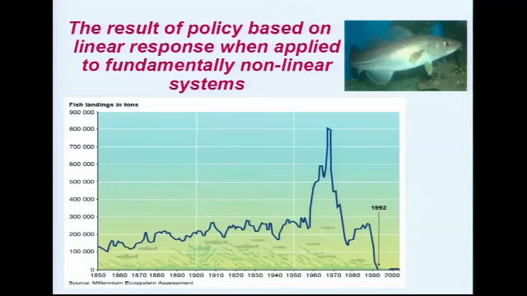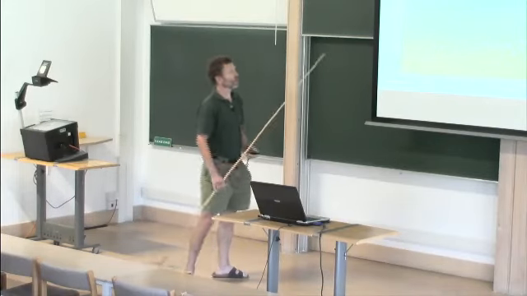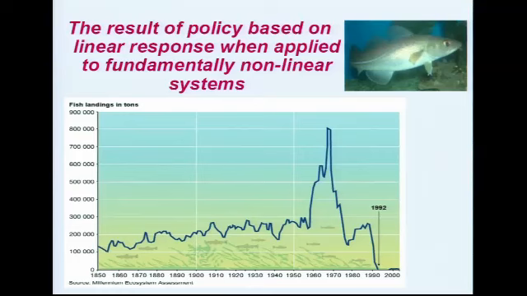And this is a plot of total landings from the cod fisheries in Newfoundland, going from 1850 to the year 2000, fish landings in tons. Around the 1960s we started scientific management of the fisheries, all based on linear response modeling of the stocks. And you can see what happened. And it still hasn't recovered. When I talk to my colleagues on the biological side, they're pretty pessimistic about a recovery.